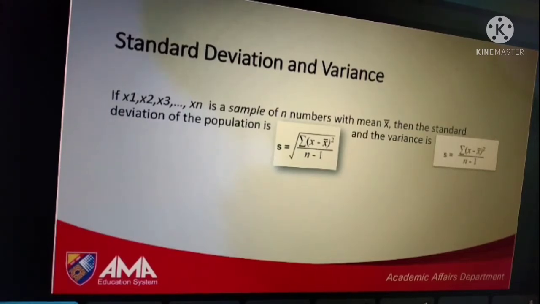Parehas naman po kasi yan, makakakuha kayo ng mean. No? Median and mode. Question?